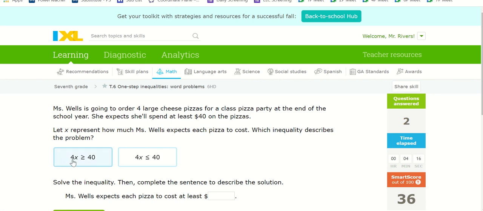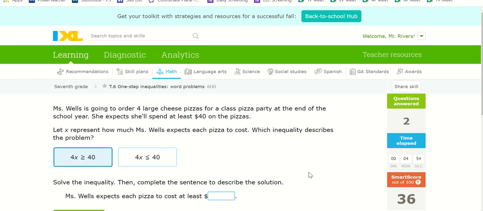Okay, so I see 4 times X, I see 40. How much she spends on the pizzas is 4, right? Because she's buying 4 pizzas multiplied by the cost of each pizza. So X is the cost of each pizza. So 4 times X, that's how much she expects to spend on pizza. And she expects to spend $40 at minimum or more than 40. So at least 40. So the amount she spends on pizza must be greater than or equal to 40. This implies she might spend less than 40. Like she might spend 20, she might spend 10, she might spend 5, and that's not the case. She's going to spend 40 or more.